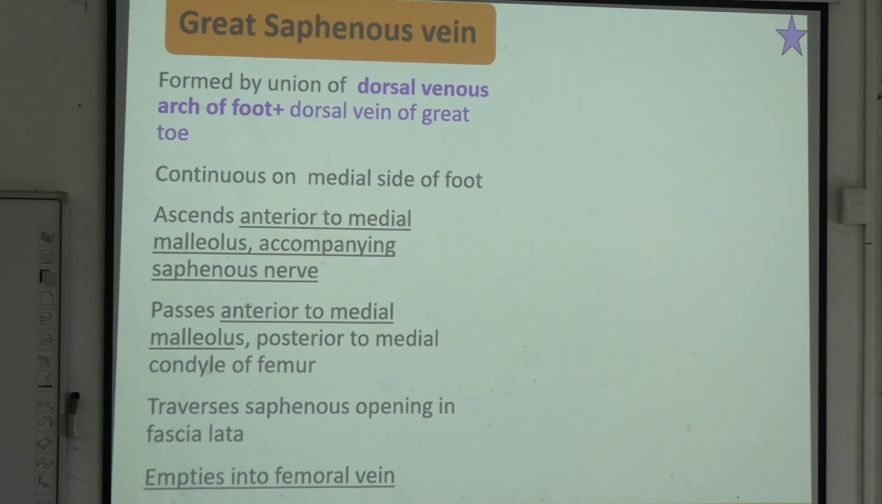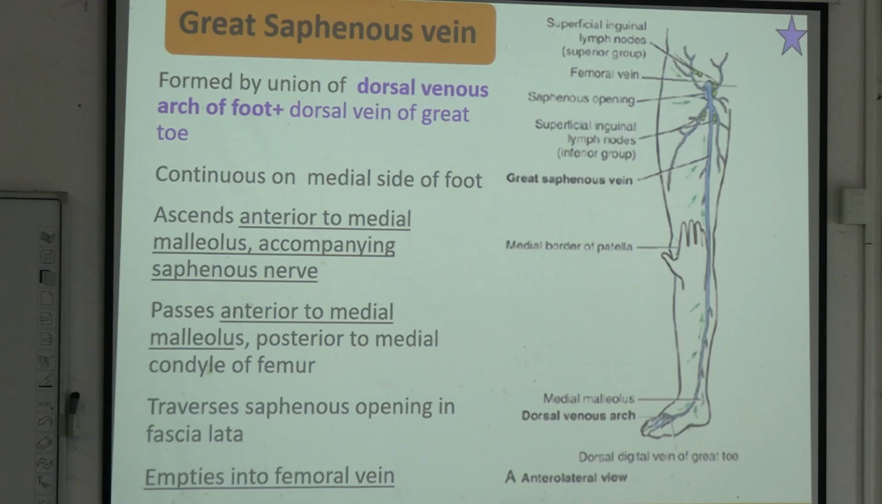the deep veins. For the great saphenous vein, you have to know a little bit of detail. It starts from the dorsum of the foot, passes in front of the medial malleolus, goes posterior to the patella, and empties into the deep vein, the femoral vein, piercing through the saphenous opening. So, this is about the great saphenous vein, which is accompanied by a superficial cutaneous nerve.